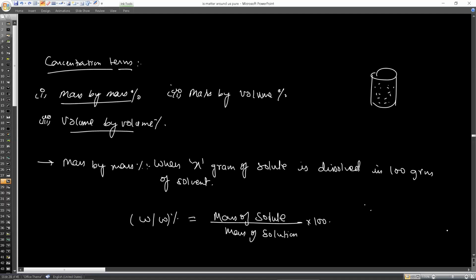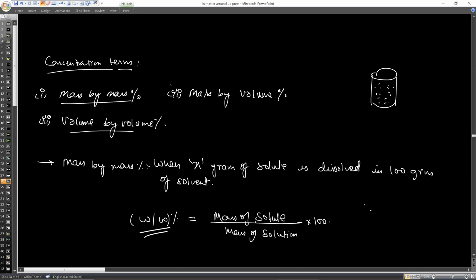If 30 gram of sugar is dissolved in 100 gram of solution, it means its concentration is 30%. But every time, do you think we will take only 100 gram of solution? No. Sometimes we take 50 grams, sometimes 100 grams, sometimes 200 grams, sometimes 300 grams. So what is the formula for this W by W percentage?